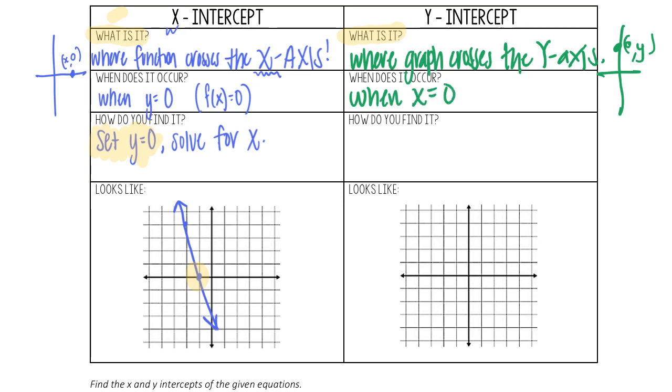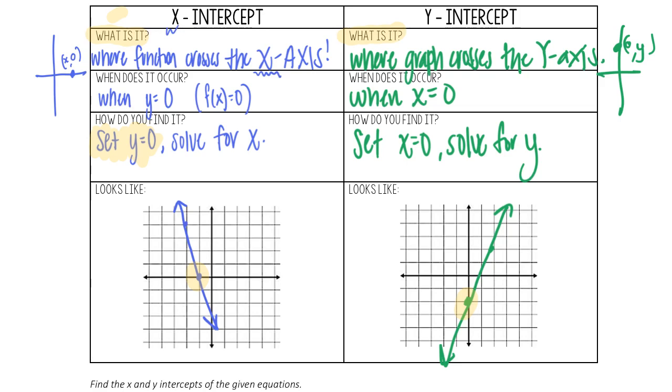So using that knowledge, if you were given an equation, not given a graph, and you wanted to find your y-intercept, you would set x equal to 0 and solve for y. If you were given a graph and you wanted to find the y-intercept, you would simply find where the graph crosses the y-axis.